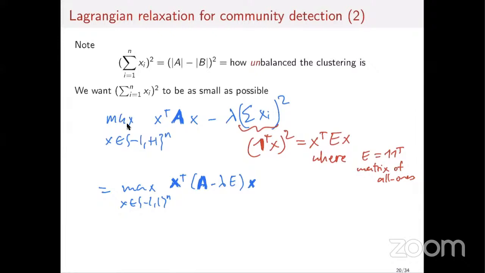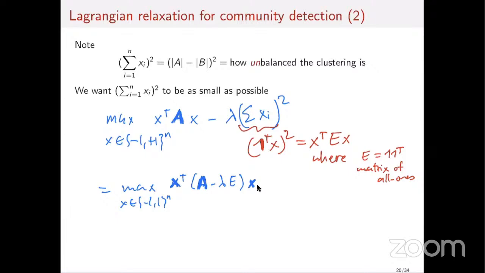This is a hard quadratic. So this is a quadratic maximization problem on the hypercube, so x has to be in minus one, one to the n. These are in general very difficult questions. They're NP-hard and so on. So we don't know how to solve them to global optimality.